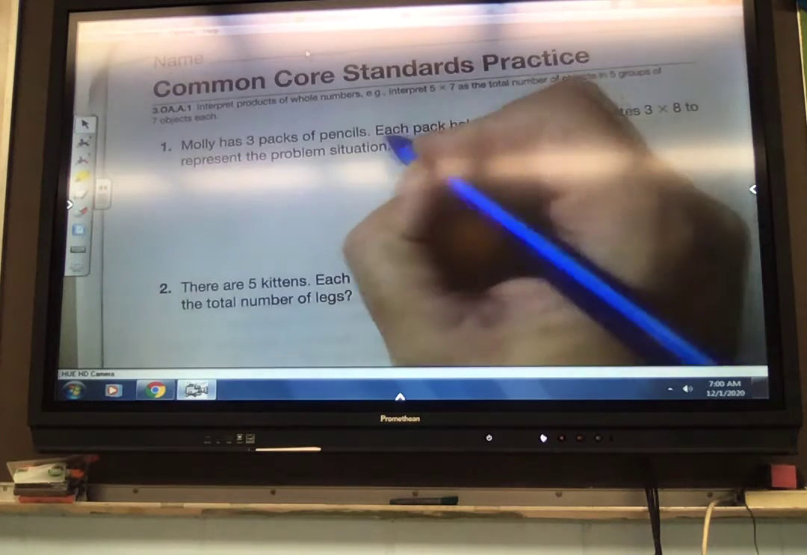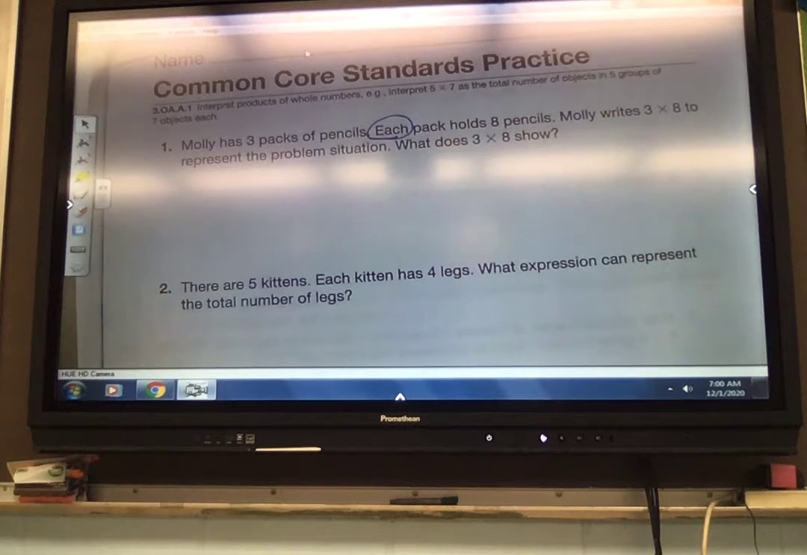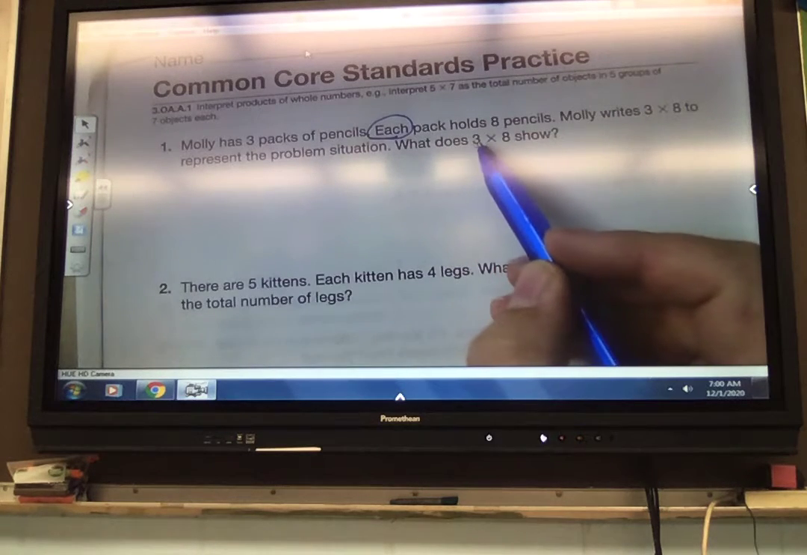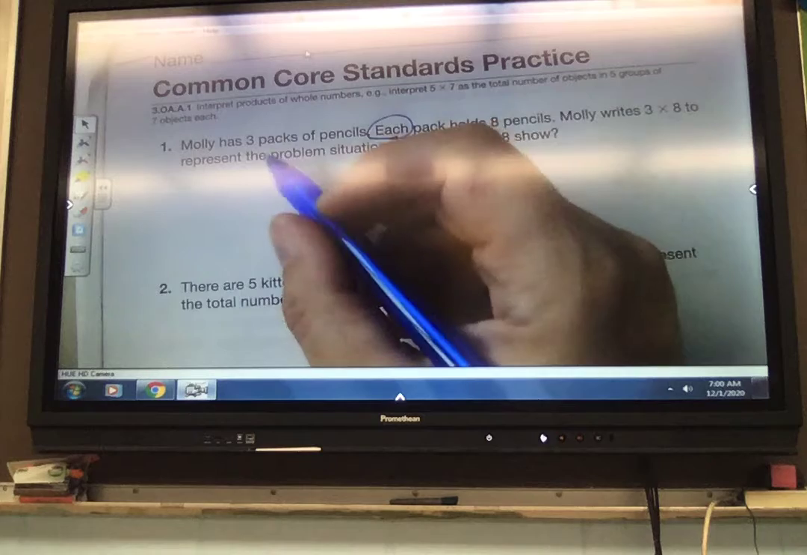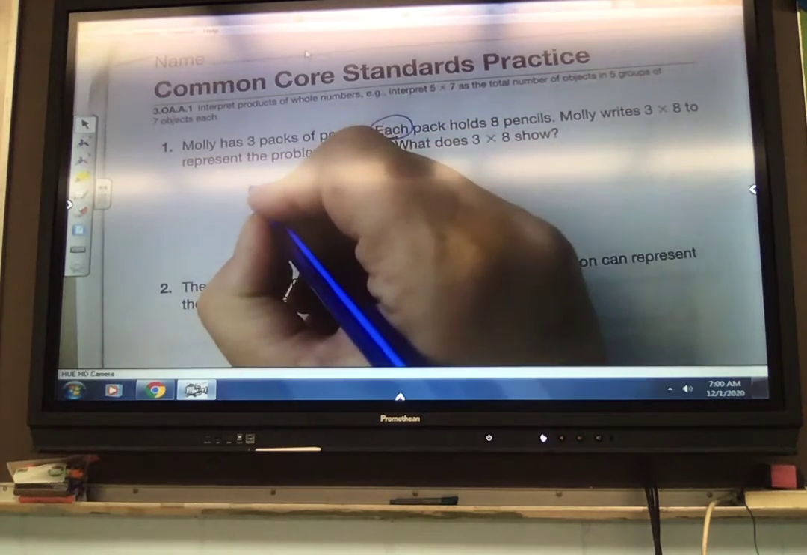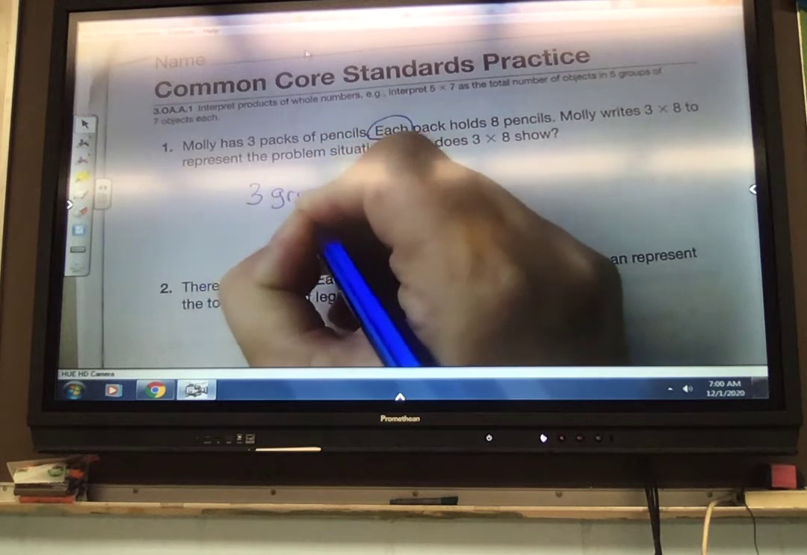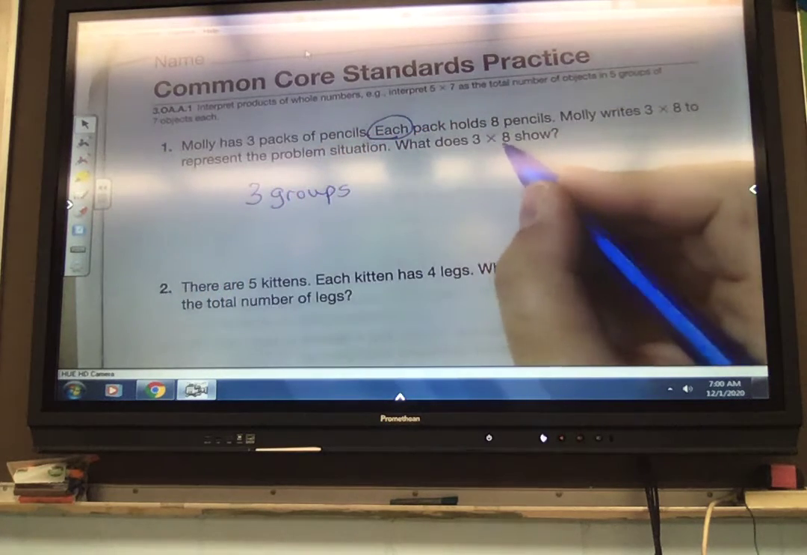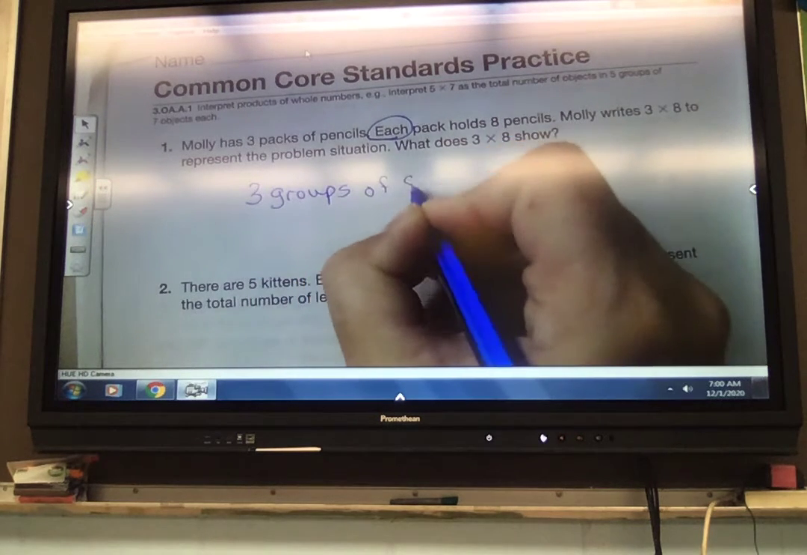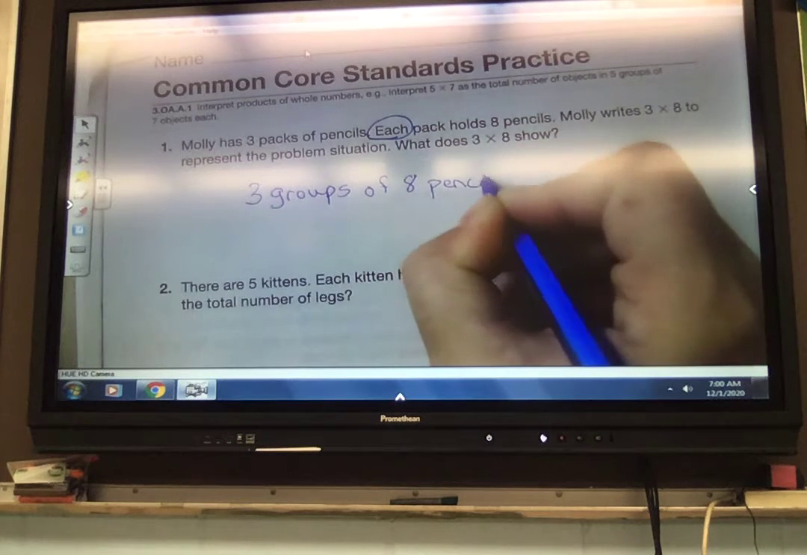There's a clue word. Every time you see the word each in a word problem, circle or highlight it. Do something so that word stands out. Molly writes 3 times 8 to represent the problem situation. What does 3 times 8 show? So the 3, of course, are going to be our packs or our groups. So our 3 is going to be our 3 groups. And then the 8 is what's going inside. Those are our pencils. So 3 groups of 8 pencils. That's what this problem would show us.